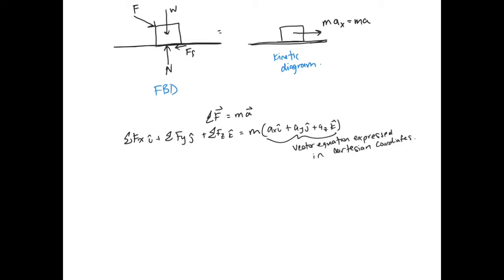You could also write this out and just separate it as three equations. So you have summation of Fx equals max, summation of Fy is equal to may, and summation of Fz is equal to maz. So here we have one, two, three notations. These all capture the same amount of information, but in a different form.